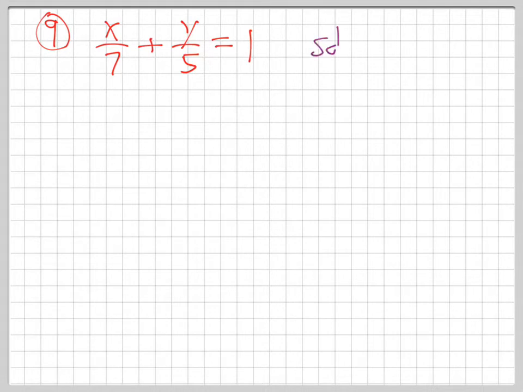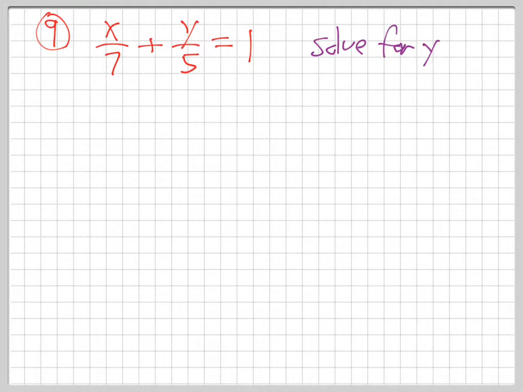I'll put it back here where we got a little more room. So number 9 is x over 7 plus y over 5 equals 1. All right. And what do they want me to solve for here? Y. They could have picked x or y. They picked y. So solve for y. Can you do that one?